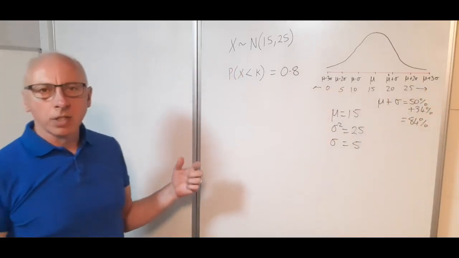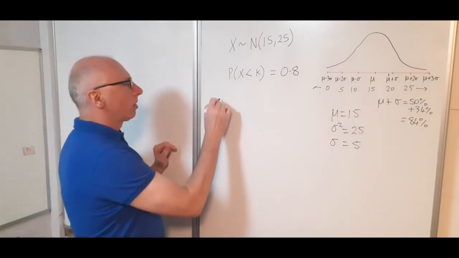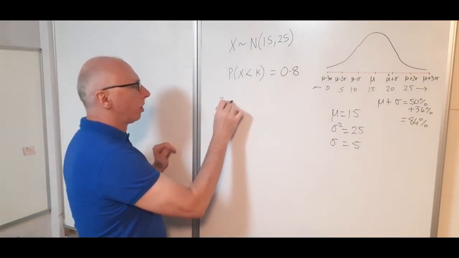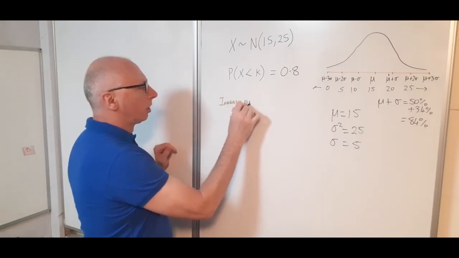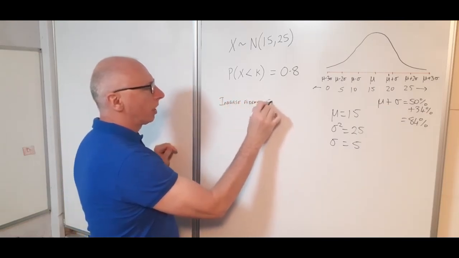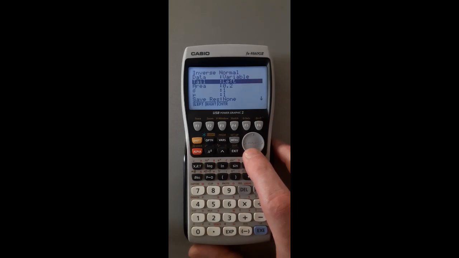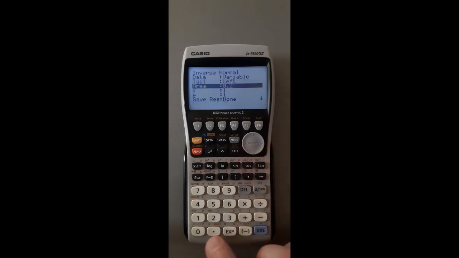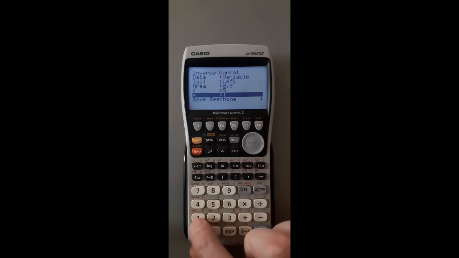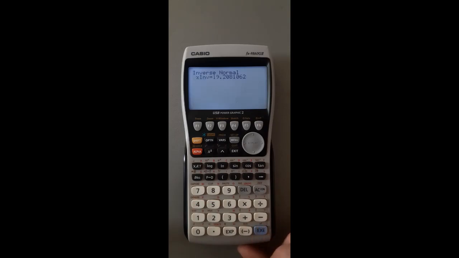So what we need to do now is type this into our calculator. So we want the inverse normal CD function. So we just need to check we've got data on variable. Tail, we want the left tail, not the right tail. Area we need to set to 0.8. Then the standard deviation we need to set to 5. And then we set the mean, which is 15. Then press execute.